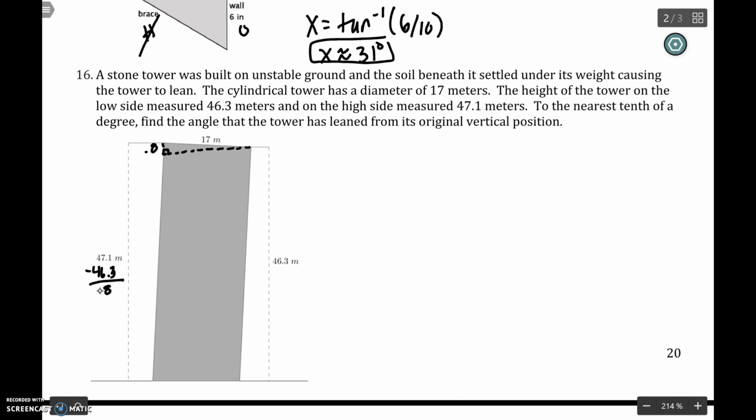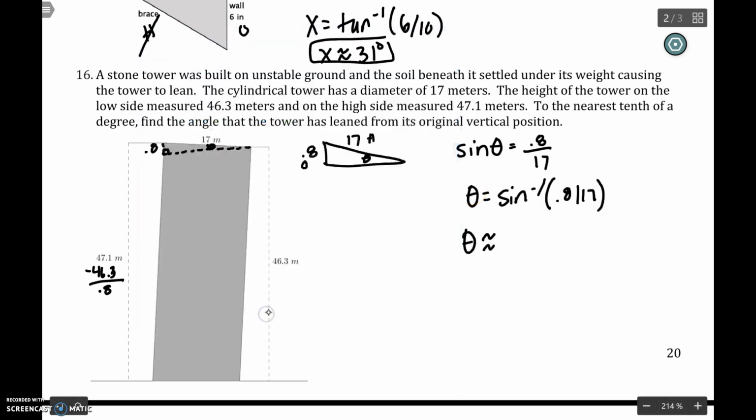And the angle amount that it's leaning would be here, how much we would look up from the lowest to the highest. So essentially, we're dealing with this. So we have our opposite and our hypotenuse, that's sine. We would do inverse sine on both sides and get 2.7.